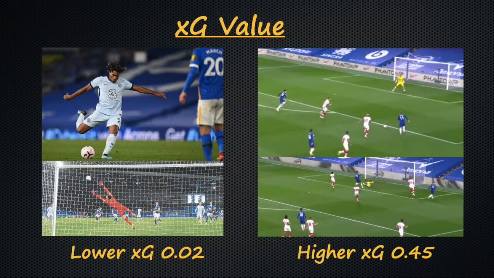Let us check these 2 examples. Remember the Reece James stunner against Brighton? This opportunity has an xG value of 0.02. The tap-in goal of Kai Havertz against Southampton has an xG value of 0.45.